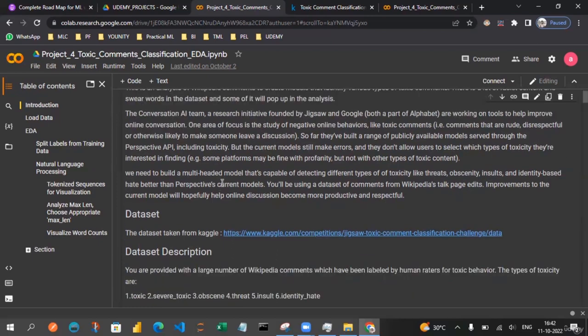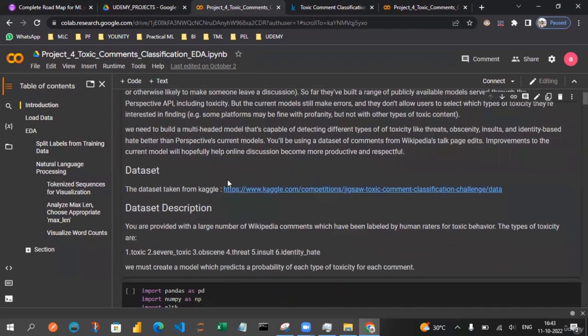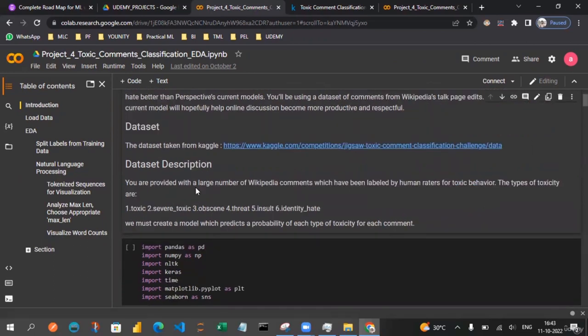So, mapping to the ML problem, we need to build a multi-headed model that is capable of detecting the different types of toxicity, like threats, obscenity, insults, or identity-based hate, better than the current models. We're also going to use the Wikipedia talk datasets for the different kinds of edits and improvements to the current model. And that needs to be done well, in a productive way, to remove the toxic comments.